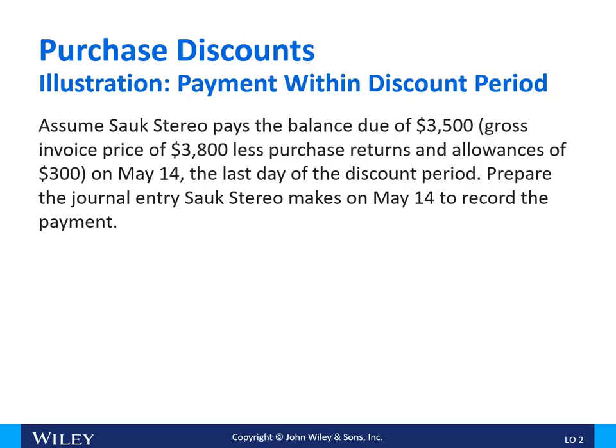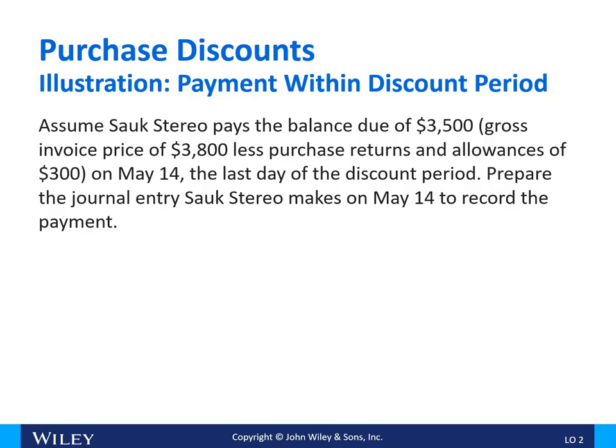So the balance due is $3,500. How do we get that? It's the gross invoice price, what was on the invoice, $3,800. We made a return, so that $300 reduces the amount that is owed. So we have $3,500 owed.